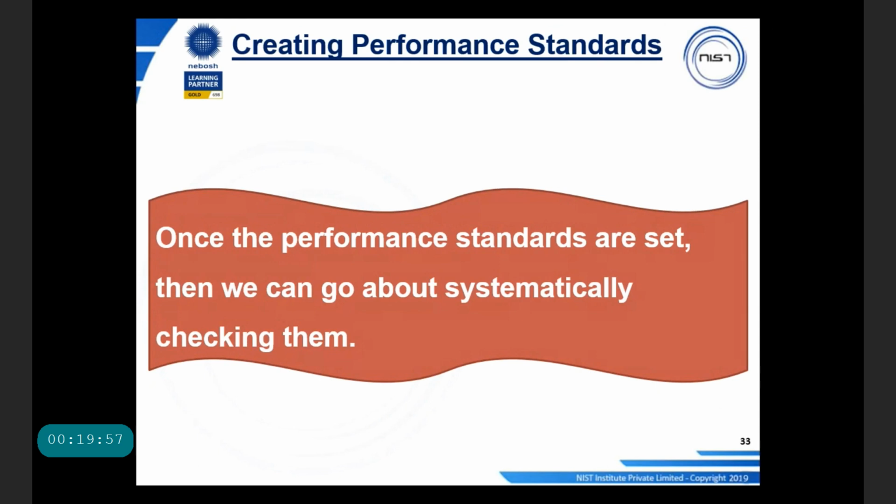If you are implementing ISO 45001, which clause of 45001 requires you to set this? Clause 6 is planning. In planning, are we setting objectives? Correct?